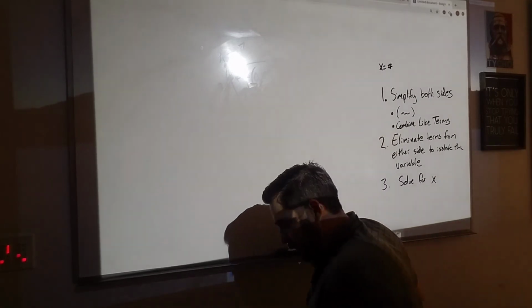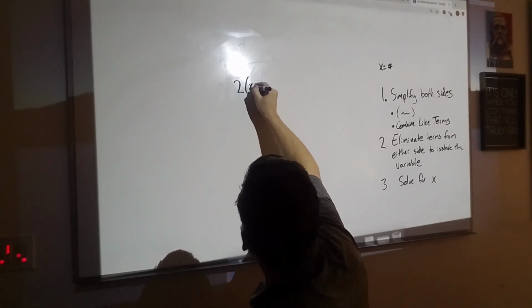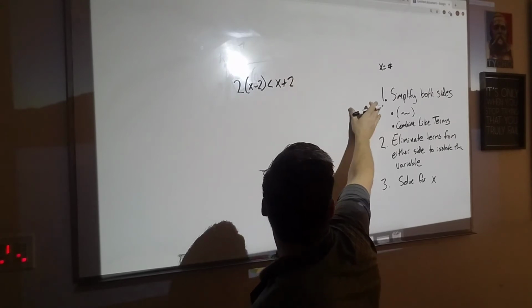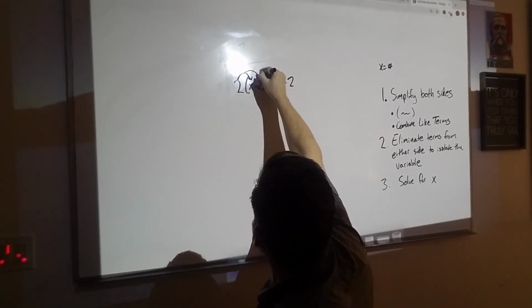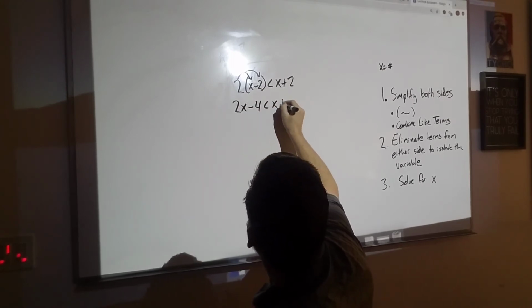So the first one that I'm going to take a look at is 2 times the quantity x minus 2 is less than x plus 2. Well, my first step is I want to simplify. I see parentheses, so I'm going to use the distributive property. And I get 2x minus 4 is less than x plus 2.